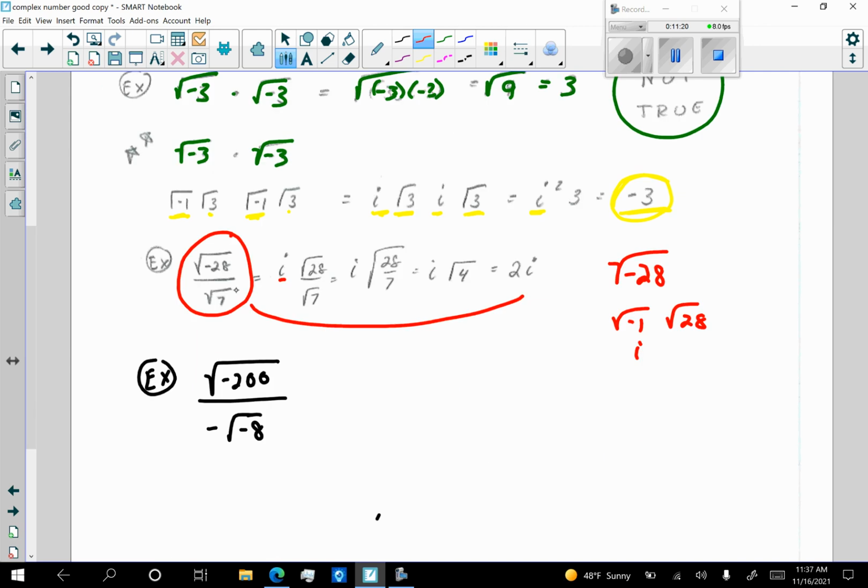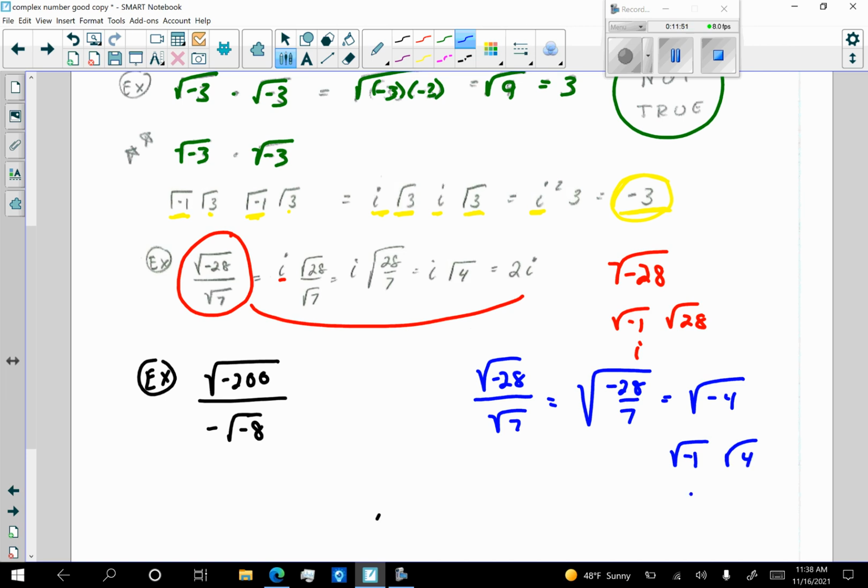Another way you can look at this specific problem, the square root of negative 28. There's more than one way to get to the result that you want. You could have gone with that first property and said, oh, well, this is negative 28 divided by 7, good deal. And that's the square root of negative 4. And we know what that is. That's going to be the square root of negative 1 times the square root of 4. That's going to be 2i. You got the same answer, just a different path. 2i. Very good.